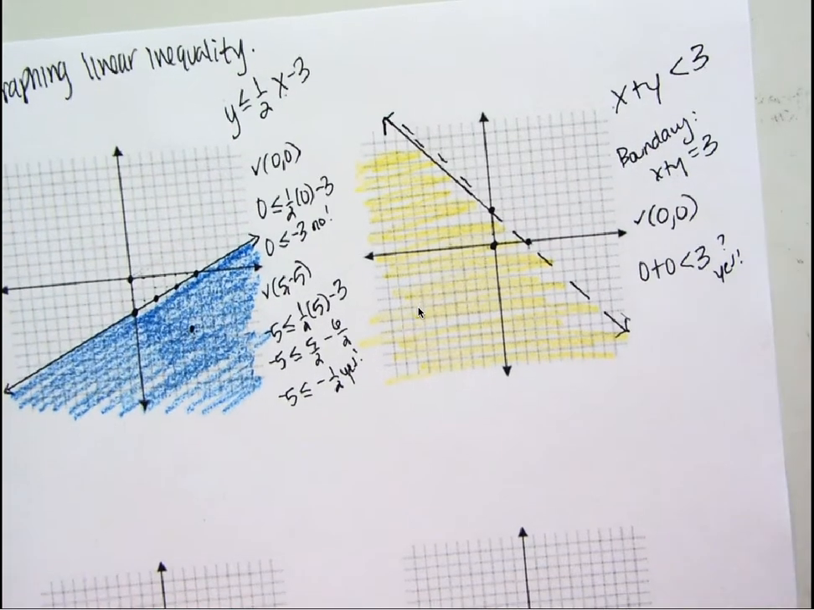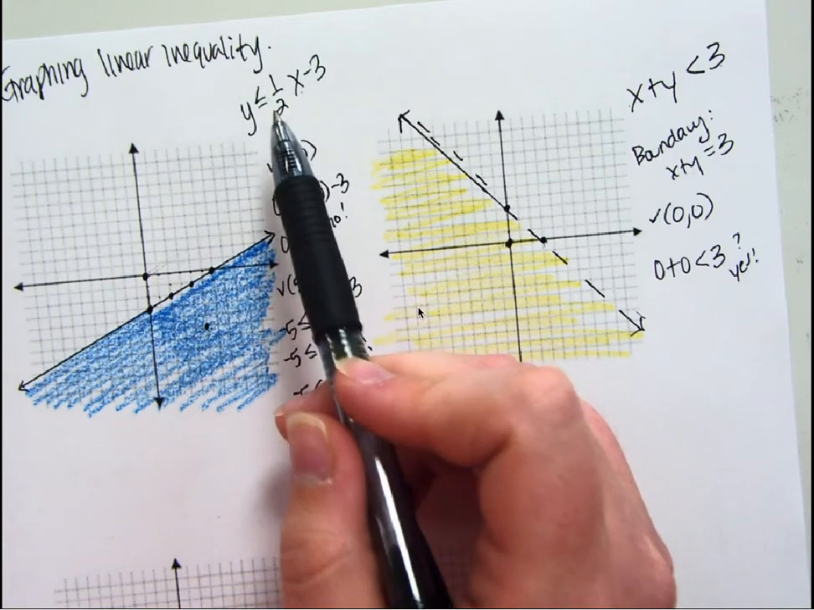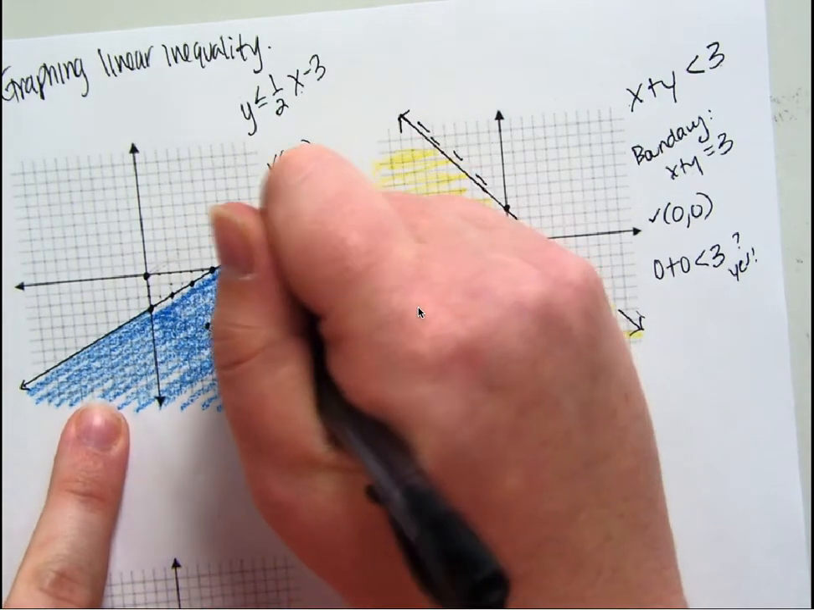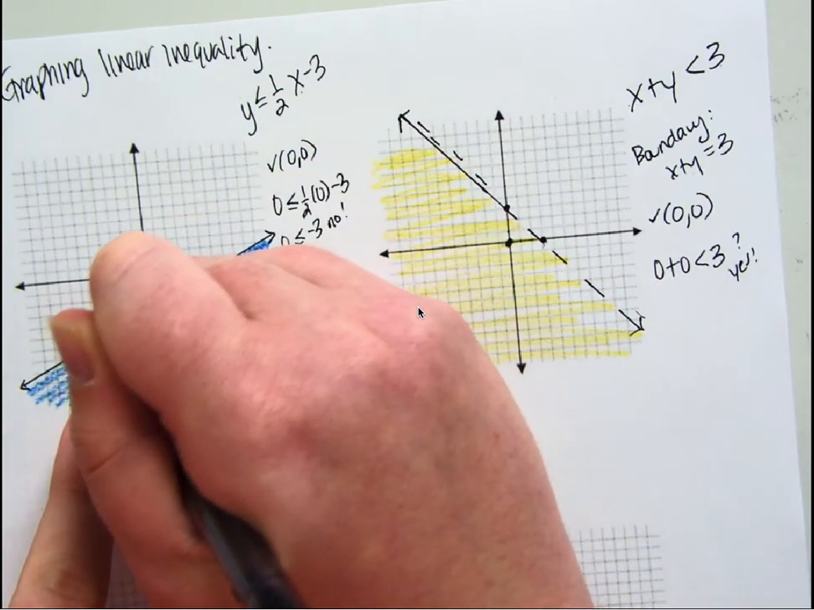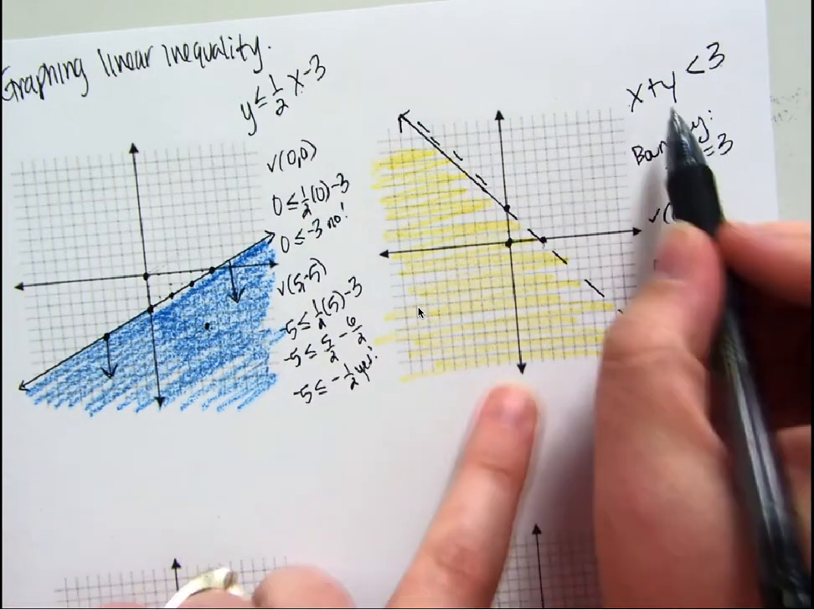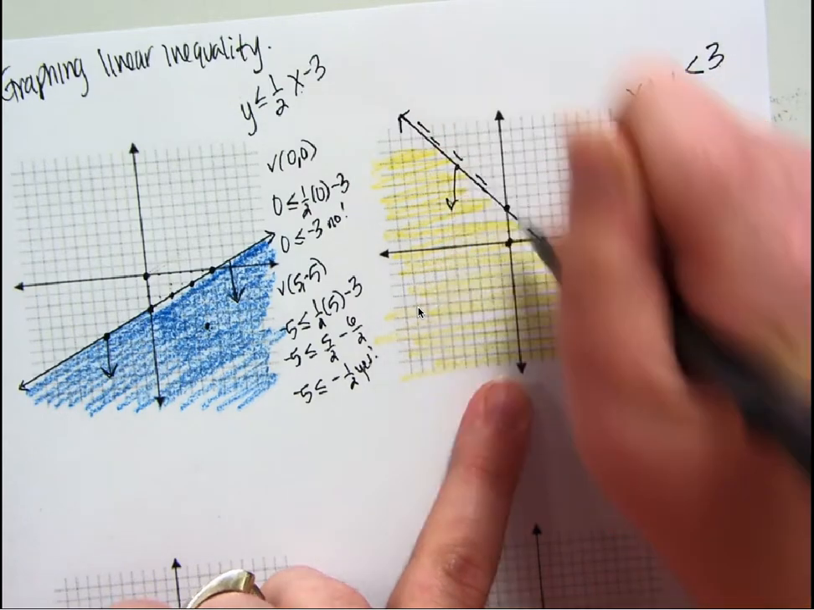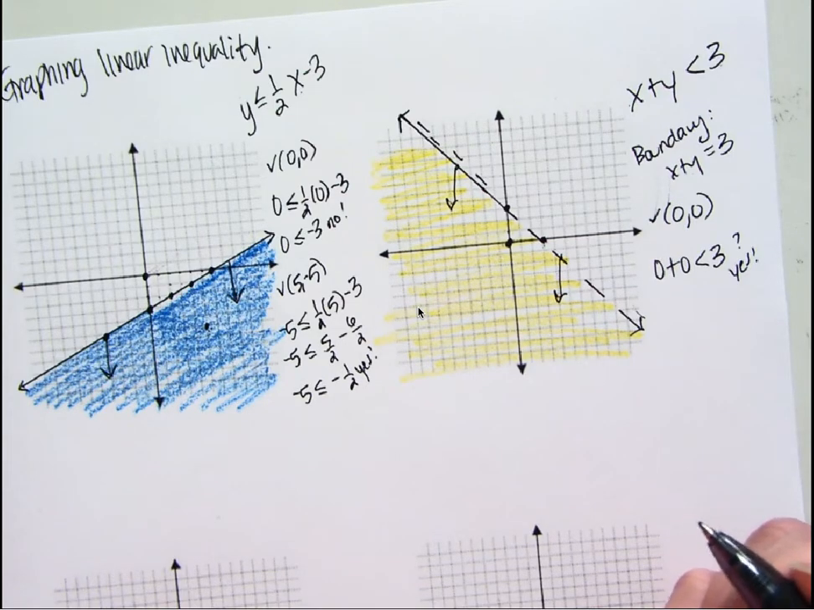Okay. Now we've noticed with these two examples, y less than or equal to negative 1/2 x minus 3, that we shaded down. So when I talk about down, if you were to pick a point on the graph and you shade down. Okay. This one, x plus y less than 3, less than, we shaded down. So my question to you is, does that always work? What do you think? Take a guess right now.